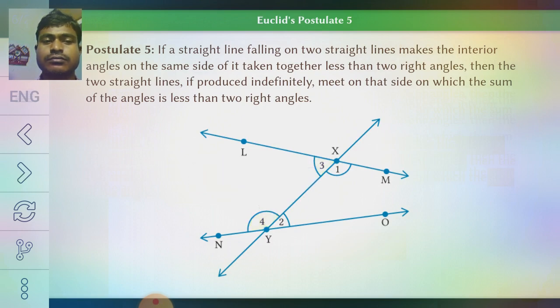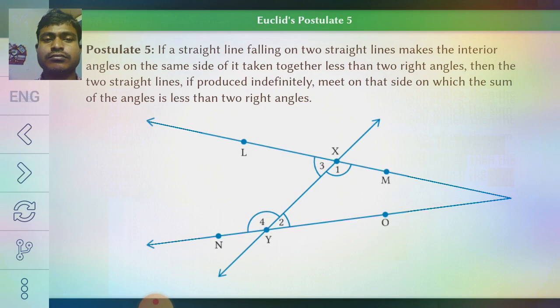The interior angles 1 and 2 are less than two right angles, which means that their sum is less than 180 degrees. Now, we can see that if the two straight lines LM and NO are produced indefinitely, then they will meet on the side where the sum of the interior angles is less than 180 degrees.